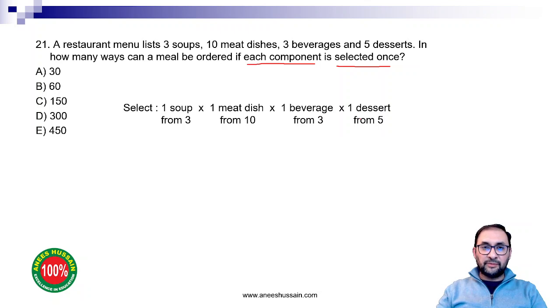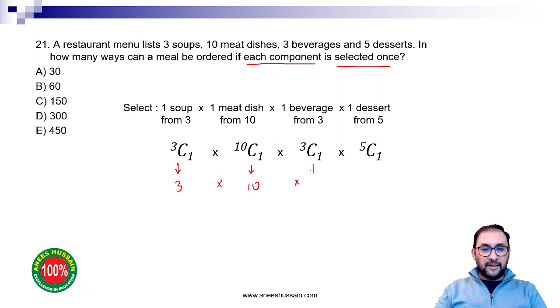This is a combination problem. We just need to do separate calculations for each of these components. So it's going to be 3C1 for the soups, 10C1 for the meat dishes, 3C1 for the beverages, and 5C1 for the desserts. So 3C1 is 3, 10C1 is 10, 3C1 is 3, and 5C1 is 5. So when you multiply them, it's going to be 450 possible combinations. So the answer should be option E. I hope this is clear to all of you.